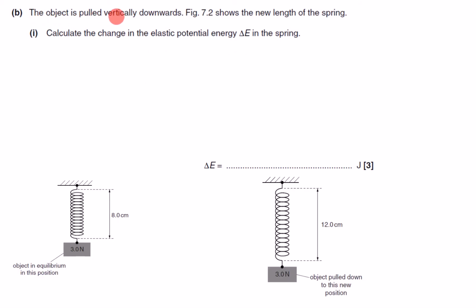The object is pulled vertically downwards. Figure 2 shows the new length of the spring, and it's now here at 12 centimeters. And we've got to calculate the change in elastic potential energy, delta E, in the spring. So what we're going to have to do here is we need to know how much elastic potential energy we've got over here, how much elastic potential energy we've got over here, and subtract this one from this one, and we've got our answer.